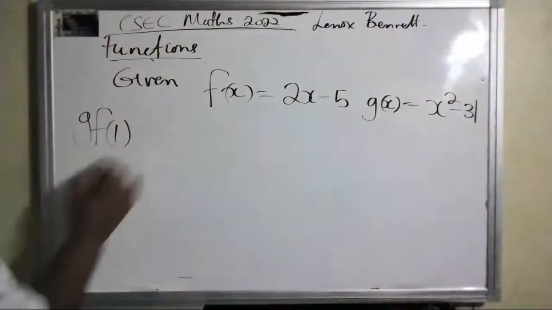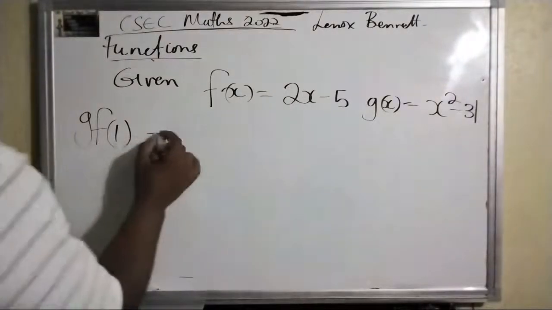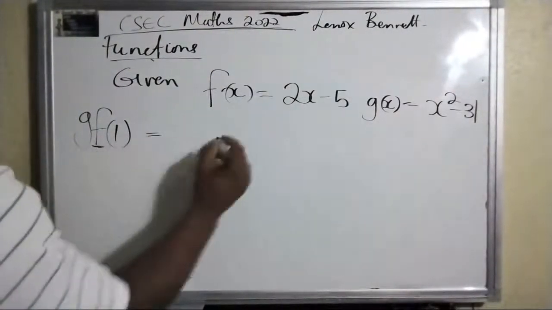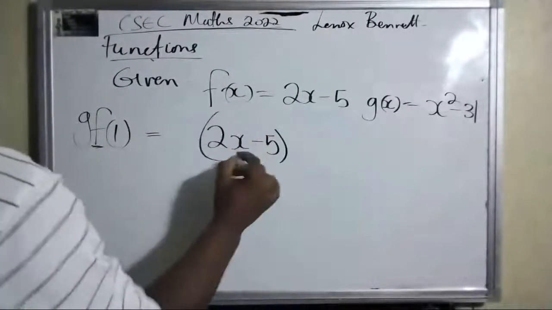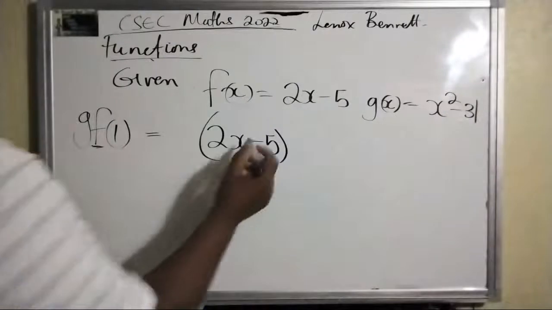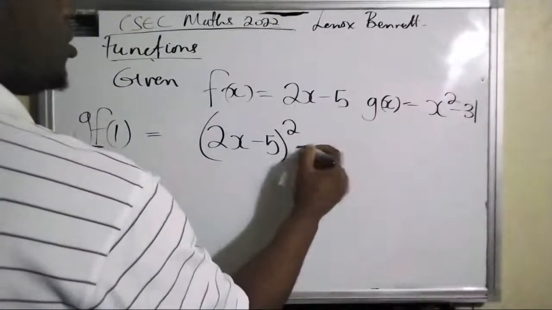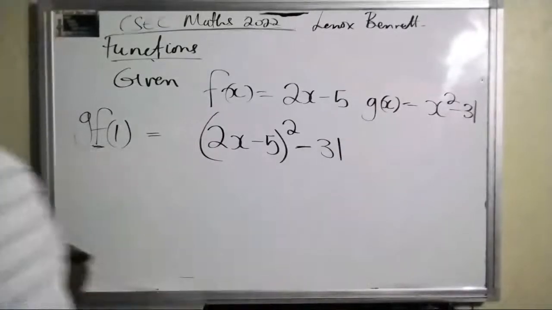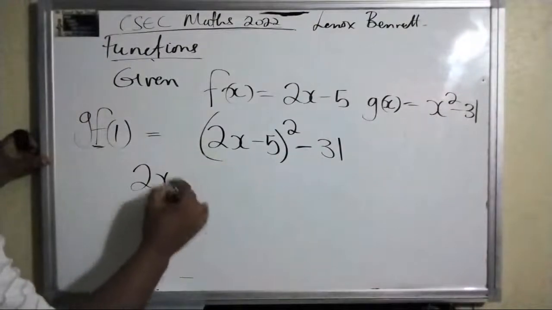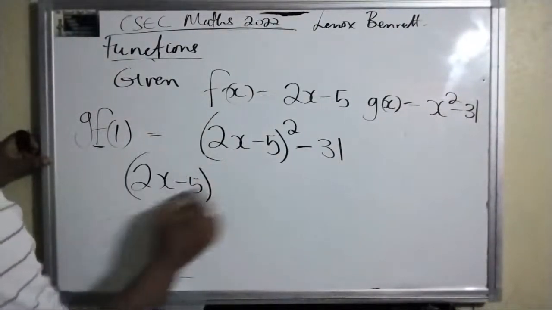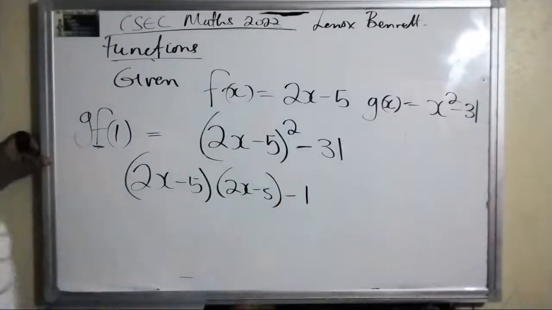It says g of f of x. Alright, so we are supposed to combine the functions first, g of f. As I showed you before, write back the last one, which is f. So it's 2x minus 5. Put the bracket, and then this one says x squared, so this is x, so we square this, minus 31. Alright, so now we just expand the bracket. So it's 2x minus 5 and 2x minus 5, at the end of minus 31.